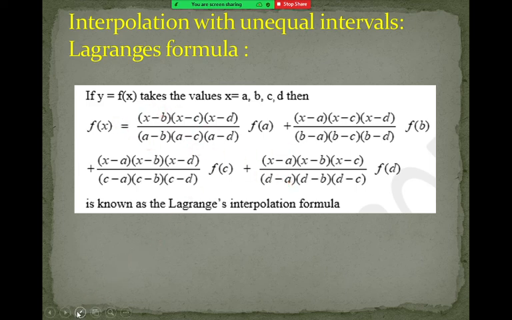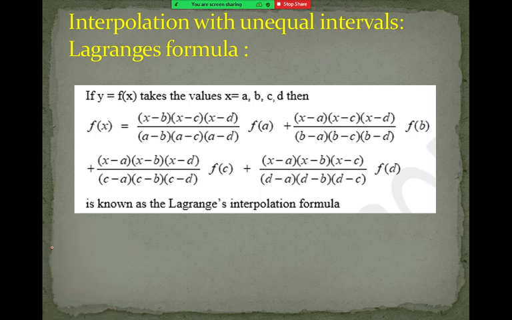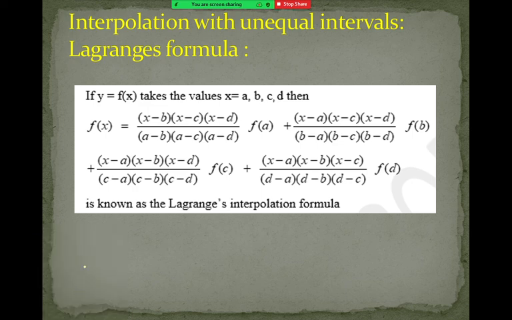It is a very simple formula. This formula can be used for any number of points. Let me take only two points. Suppose we are given two values, x equals a and b, with f(x) equal to f(a) and f(b), that is, x1 y1 and x2 y2, only two values given. Can you tell me which degree polynomial will fit this data?